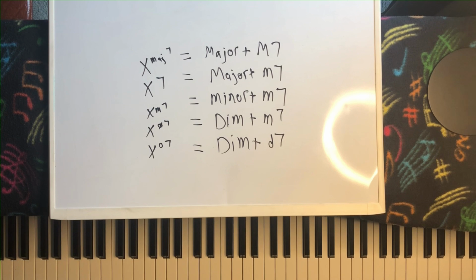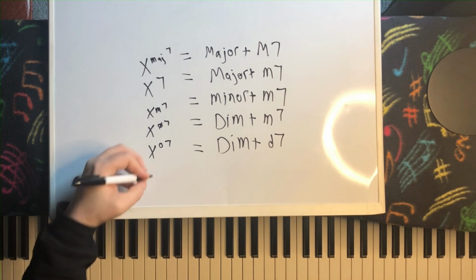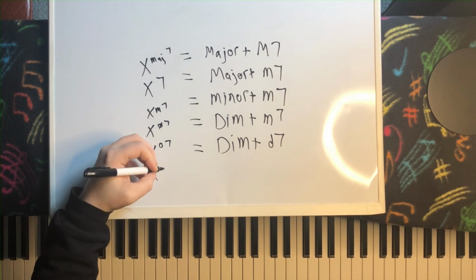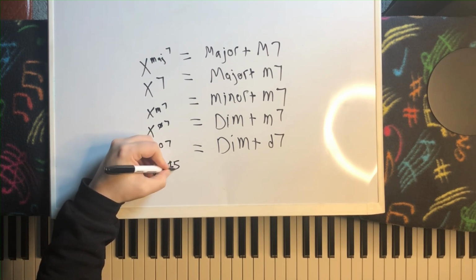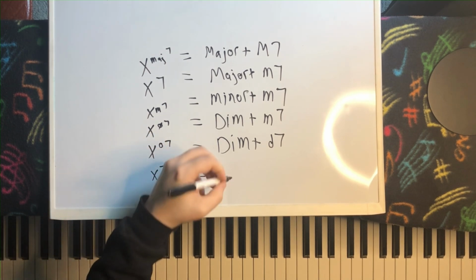You might notice that augmented is suspiciously absent here. It pops up. I'll see it in jazz lead sheets and stuff like that. And usually you'll see something like this. It'll be an X7 sharp 5. You'll see something like that a lot of times. It's like for a C chord.